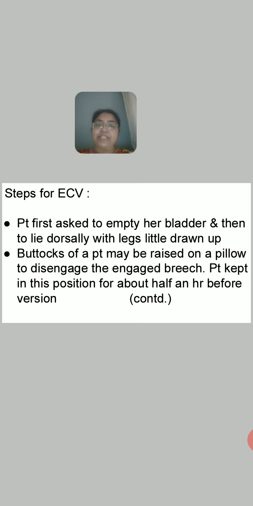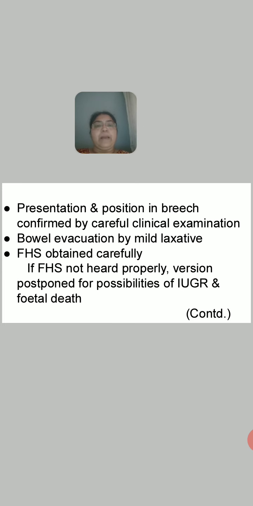And in such condition, the patient should lie at least for half an hour before the version is done. Presentation and the position of the breech should be confirmed by careful clinical examination. Even though you have examined the patient previously and you know the presentation and the position, whenever you are doing the version, before you go ahead, confirm the presentation and the position by clinical examination of the patient.